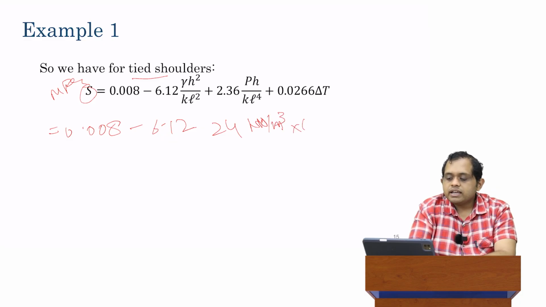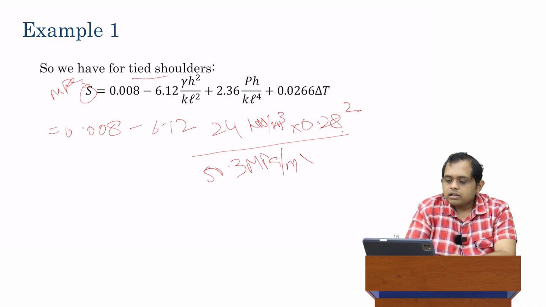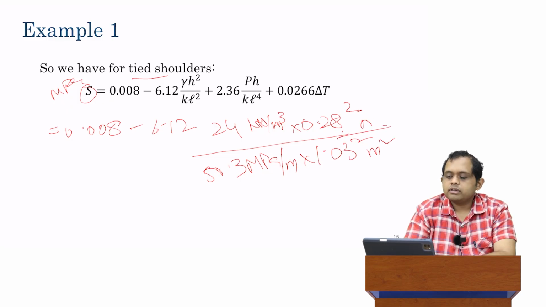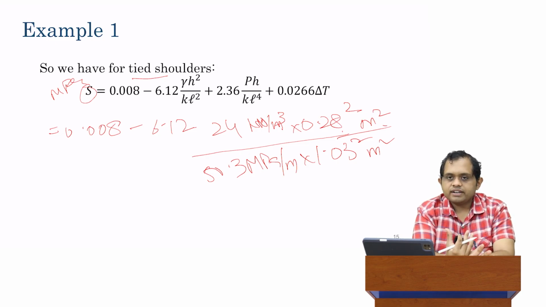H has to be in meters, so it's 0.28 squared necessarily. Okay, divided by K, which is 50.3 megapascals per meter. This one is fine. And then L is 1.03 square meter. This is square meter here. So keep in mind, these square meters cancel. You can check the consistency of the units later. I'll leave it to you to figure that out. But you will see that you should not end up using the wrong units.